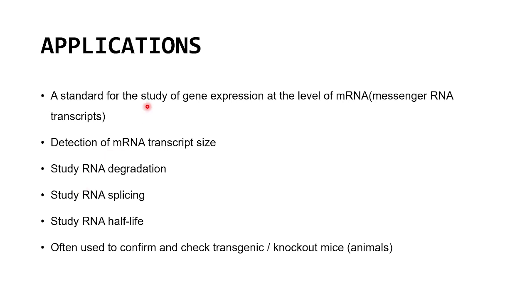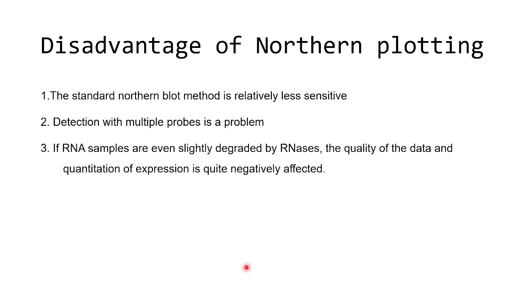So what are the applications? It's a standard for the study of gene expression at the mRNA level. You can detect the mRNA transcript size, and study RNA degradation, RNA splicing, and RNA half-life. It's also often used to confirm and check transgenic knockout mice. Now there are a few disadvantages of northern blotting. The first one is that you're handling RNA, so you have to be a lot more cautious whenever you're doing anything.